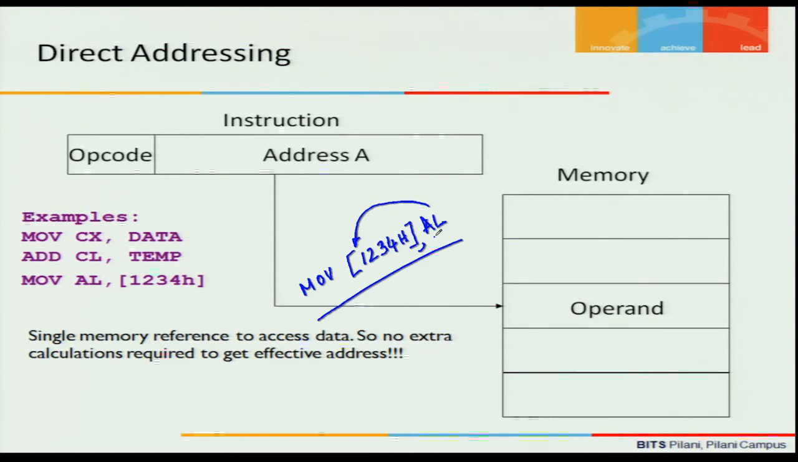Typically, direct addressing would be used when you want to do a single move. Say, for example, you just wanted to move a byte size value from a register to a memory location, or you wanted to move a value from a memory location to a register, and it is just a single move that you want to do. In that case, you could just simply use the direct addressing mode. So this is the third addressing mode which is available in the 8086.